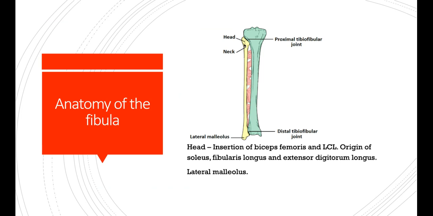The fibula has a head which attaches to the lateral condyle of the tibia, and also it's used as a site of attachment for many muscles and ligaments. For example, the biceps femoris muscle inserts here, which is a hamstring muscle, and also the lateral collateral ligament inserts into it.